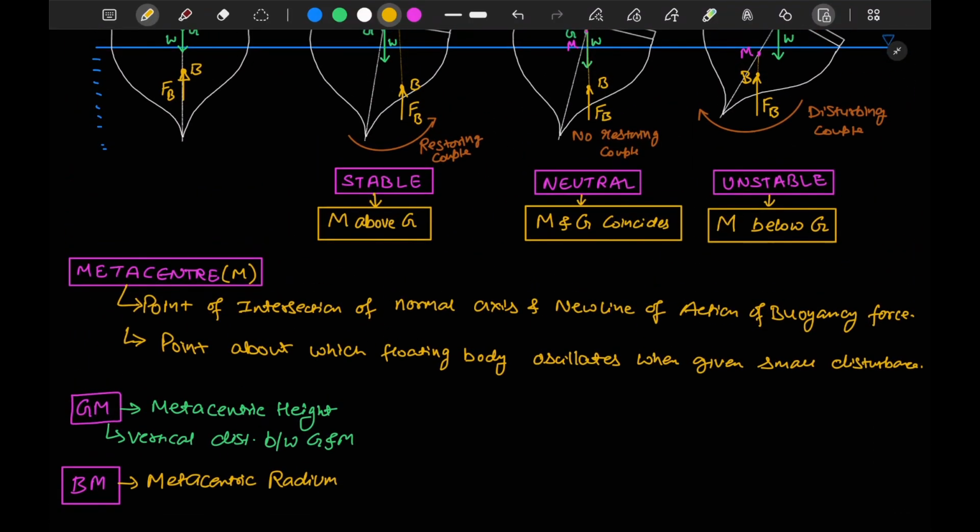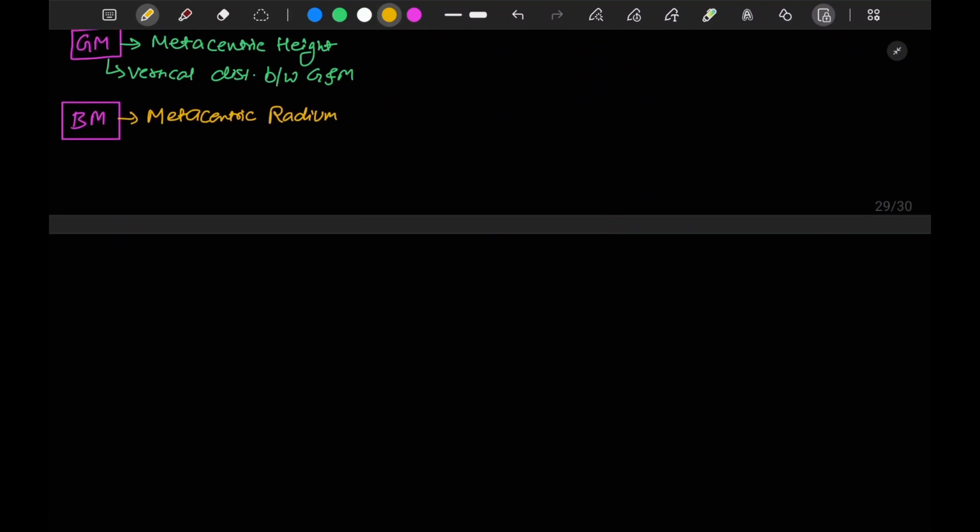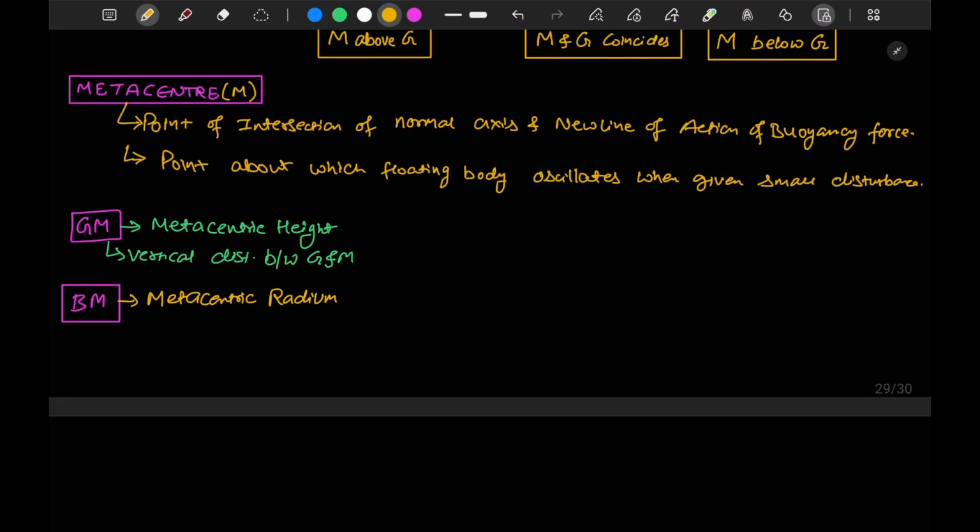Now as I mentioned earlier, M above G, M and G coincide, or M below G, so I can show you this on a simple chart. So let's say that this line here represents your center of buoyancy, the point of center of buoyancy. Let's say this point here is your B. This point here is also B, we will consider different examples. This point is also B, and this point is also B.